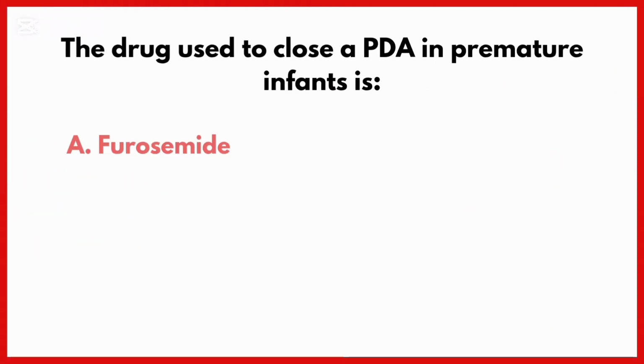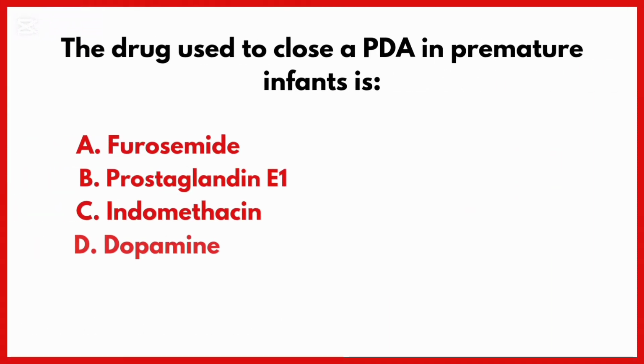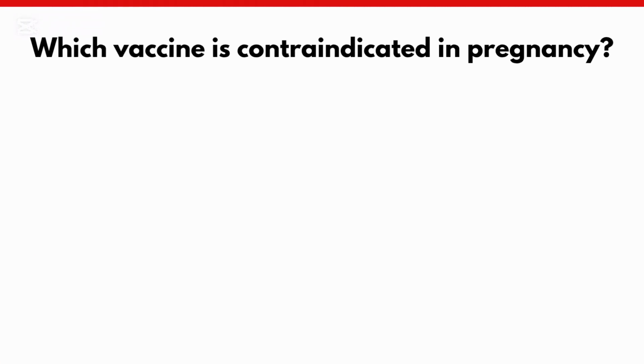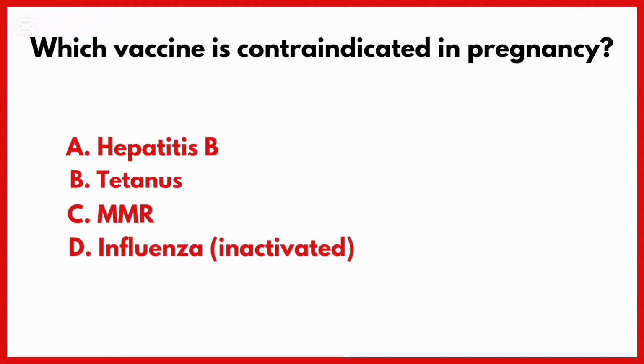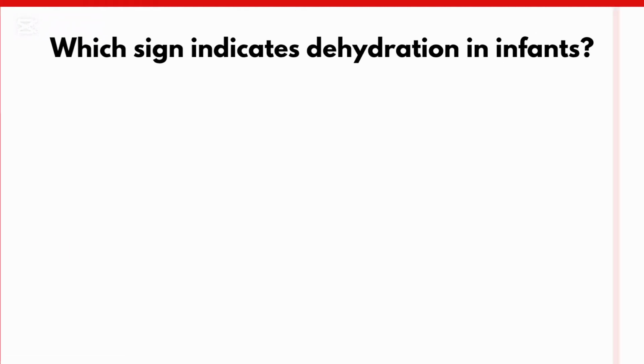The drug used to close a PDA in premature infants is. Correct answer is option C. Which vaccine is contraindicated in pregnancy? Correct answer is option C, MMR, measles, mumps, rubella.